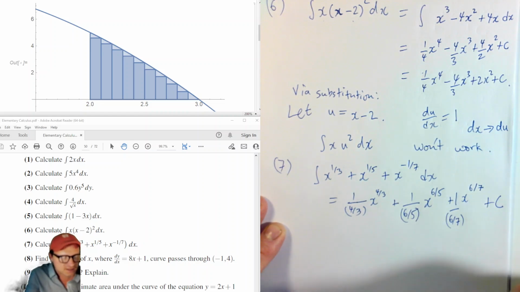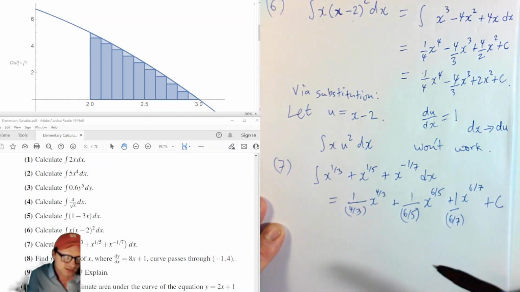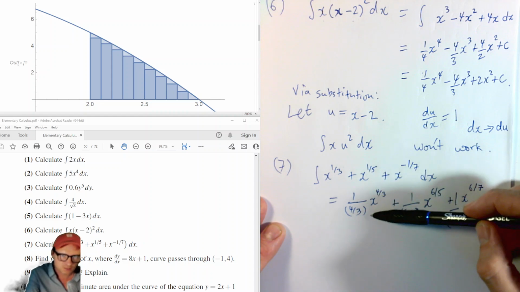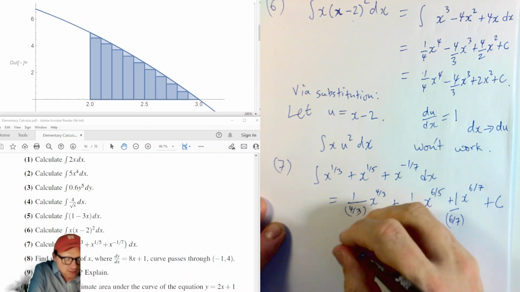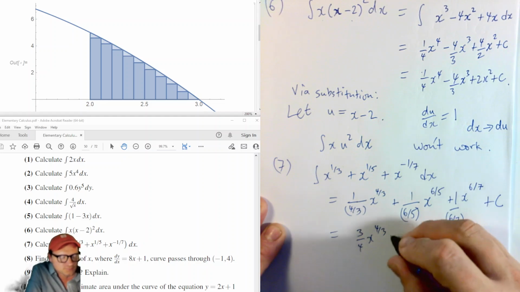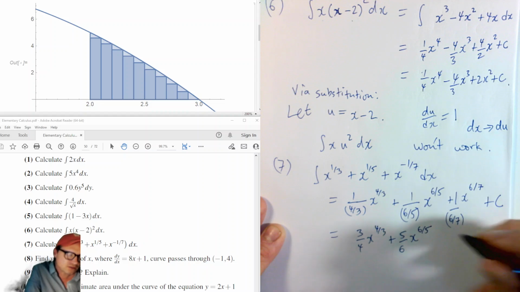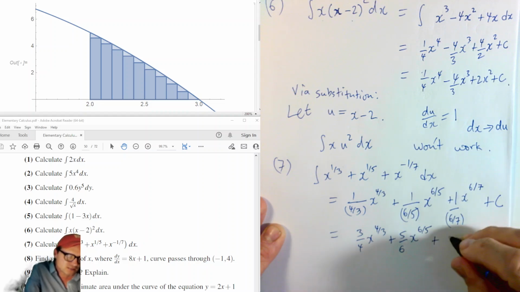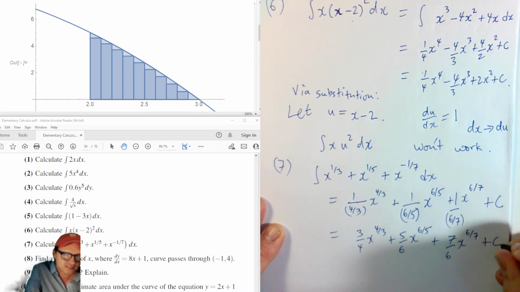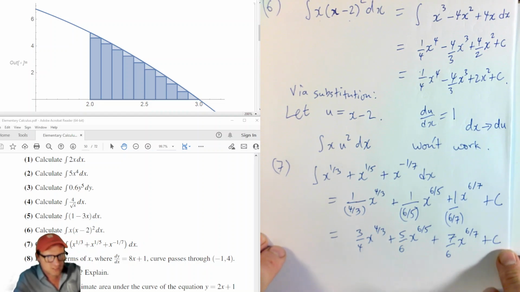Okay, so we need to simplify these by inverting these fractions in the denominator. So what we're doing here is multiplying top and bottom in this first one by 3/4 so that that denominator cancels to give 1. So we've got 3/4 x to the power of 4/3 plus 5 over 6, x to the power of 6 over 5, and then plus 7 over 6, x to the power of 6/7, and then plus c. Okay, fantastic. Let's move on to question 8.